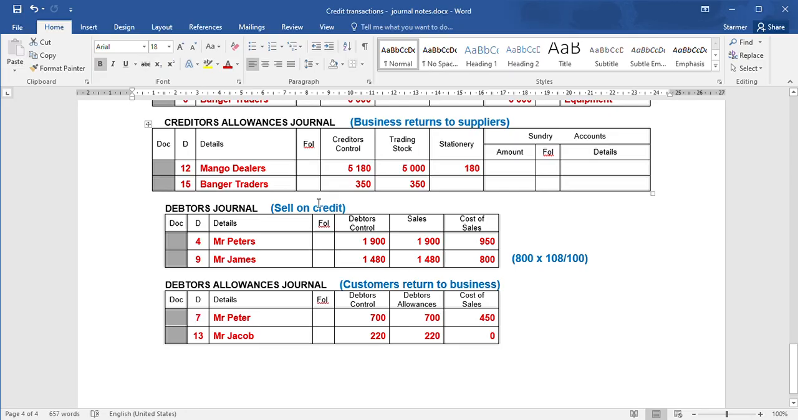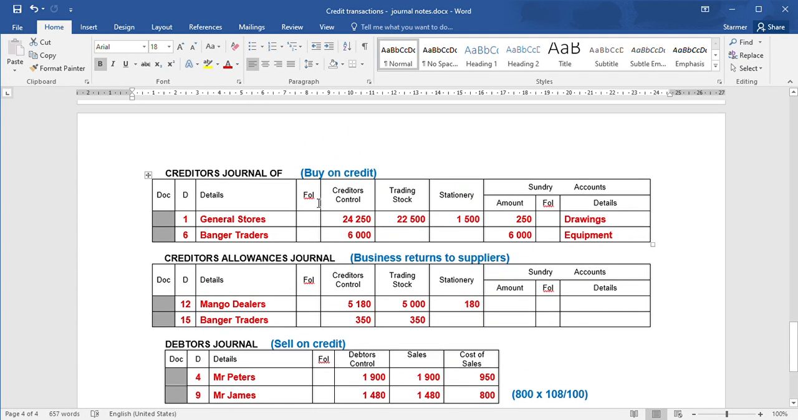So in the next video that I do, I'm going to move on to posting to the general ledger, and then also introduce to you debtors ledger and creditors ledger. But for the time being, that's all.